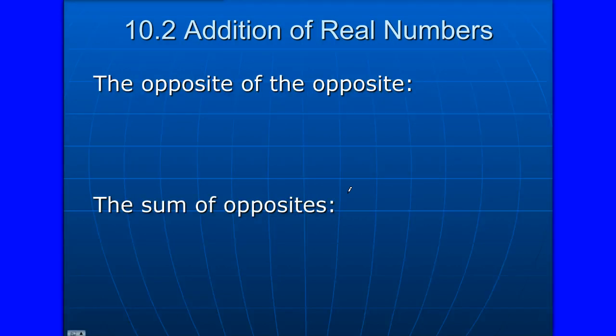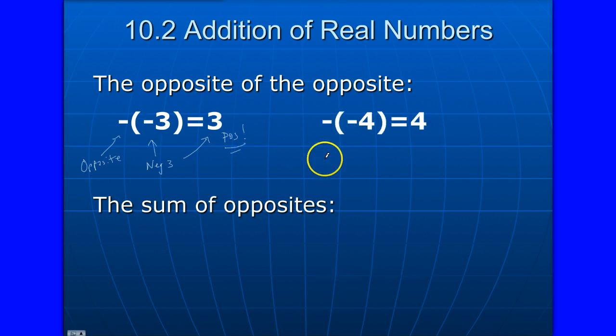So on the next slide here, if we talk about the opposite of opposites, let's say you had negative 3, that's like the opposite of 3. The opposite of negative 3 would be positive 3. Okay, so anytime you add, oh, I'm sorry, there's another example. The opposite of negative 4 would actually be positive 4, or the opposite of negative x would make positive x right there.